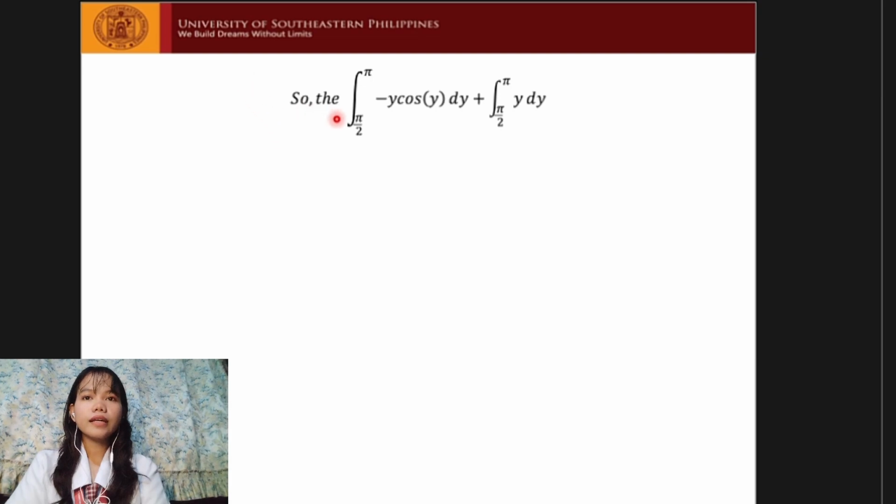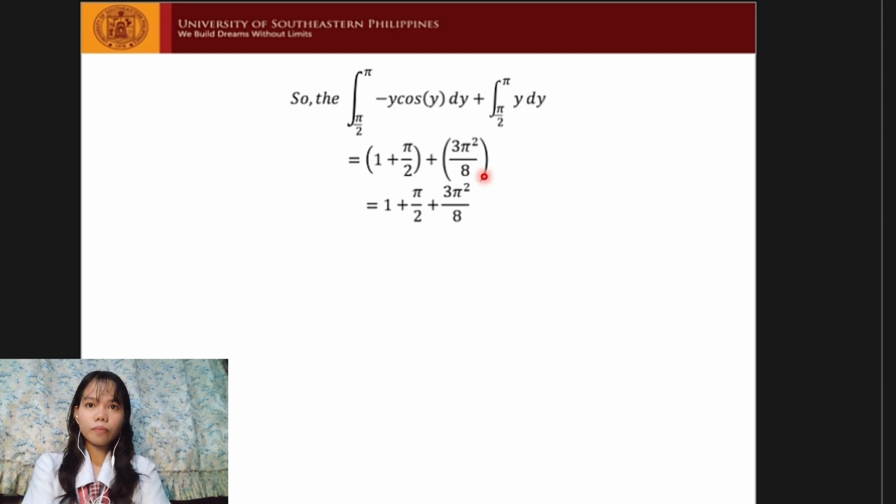So the integral of negative y cosine of y dy ranging from pi over 2 to pi plus the integral of y with respect to y ranging from pi over 2 until pi. We already solved this, which equals 1 plus pi over 2, and we already solved this, which equals 3/8 pi squared. So now what we have right now is 1 plus pi over 2 plus 3/8 pi squared. So our answer equals 1 plus pi over 2 plus 3/8 pi squared.